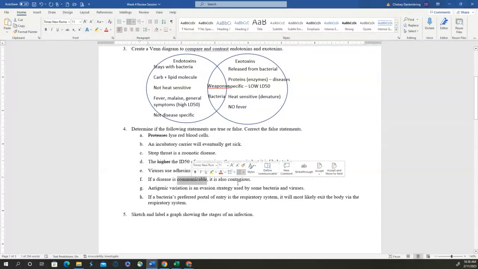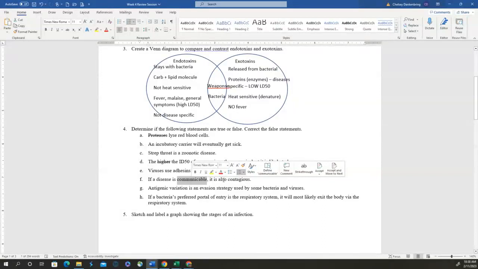Okay, strep throat is contagious, right? If somebody with strep throat coughs on you, you're sick. That's just how it is. So a disease can be communicable and contagious, like strep throat. One can be communicable and not contagious, like leprosy.